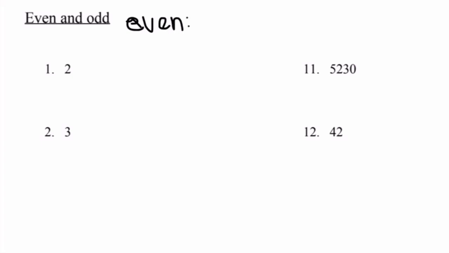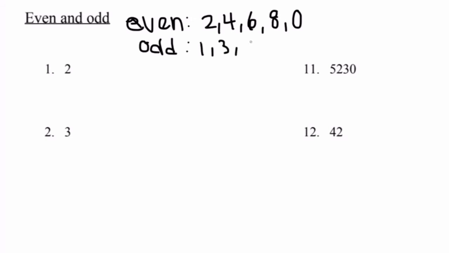Even, we know that 2, 4, 6, 8, and 0 represent our even numbers. For odd, 1, 3, 5, 7, and 9 represent our odd numbers. Let's get started with number 1. They give us the number 2, and we know that 2 is automatically even because it's part of our evens list. On top of that, 2 is divisible by 2 because 2 divided by 2 equals 1, therefore 2 is even.